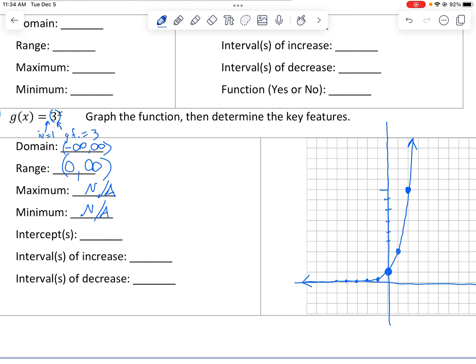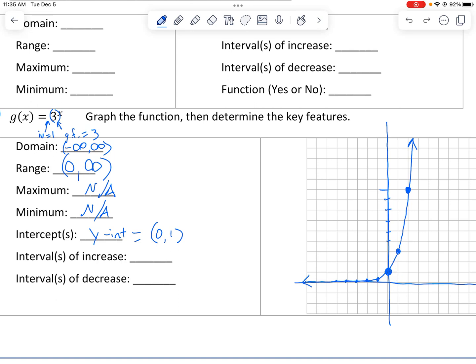The intercepts, since this doesn't hit my x-axis, it doesn't have an x-intercept, but does have a y-intercept, because it hits my y-axis right there, which happens to be at 0, 1. Just that point right there on our y-axis.